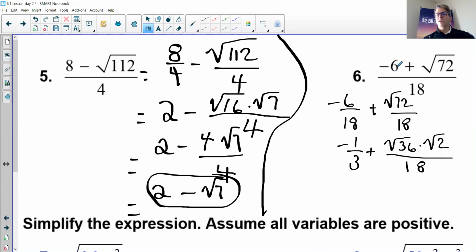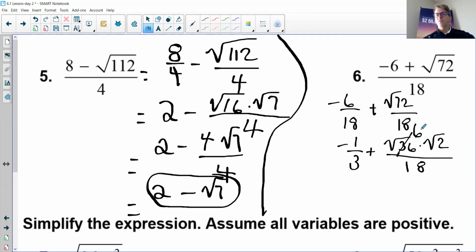Okay, so we already broke down this part. Negative 6 over 18 is negative 1/3. And now we're working on the right side here, square root of 72 over 18. Okay, so this is 6 now. And if this becomes 6, I'm going to cross it off and go 6. Square root of 36 is 6.